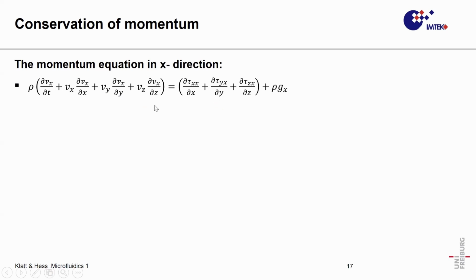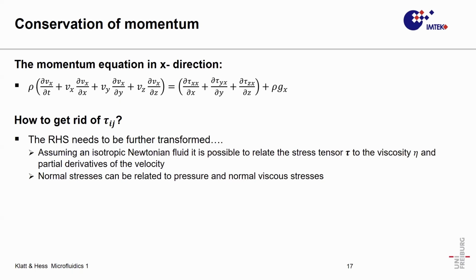And please be aware that I now rearranged the terms. So this right-hand side used to be the left-hand side. This is the forces, and the left-hand side is the part we discussed just now. So we now have to think about how to get rid of those stress tensor components, because they do not look very intuitive. We just want to get rid of them. And for this, you have to know that the right-hand side can be further transformed. I won't go into too much detail about this because this is way beyond the scope of this lecture.